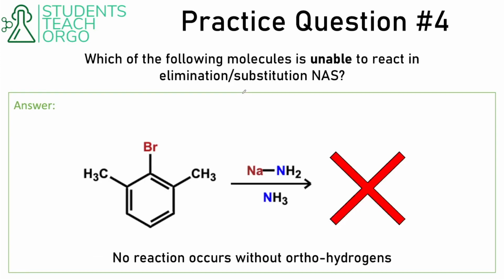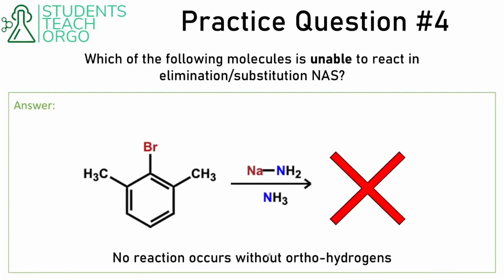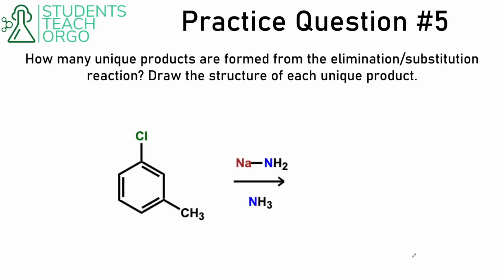Alright, I'm going to go forward here. The correct answer is going to be B. The reason why B would be the only one unable to react in the elimination substitution is because B doesn't have an ortho hydrogen. You need an ortho hydrogen to the leaving group, to the bromine in this case, in order to make that benzyne intermediate. We can't form benzyne on either side here because of these two methyl groups. So no reaction occurs without the ortho hydrogens. B would not be able to perform the elimination substitution NAS.